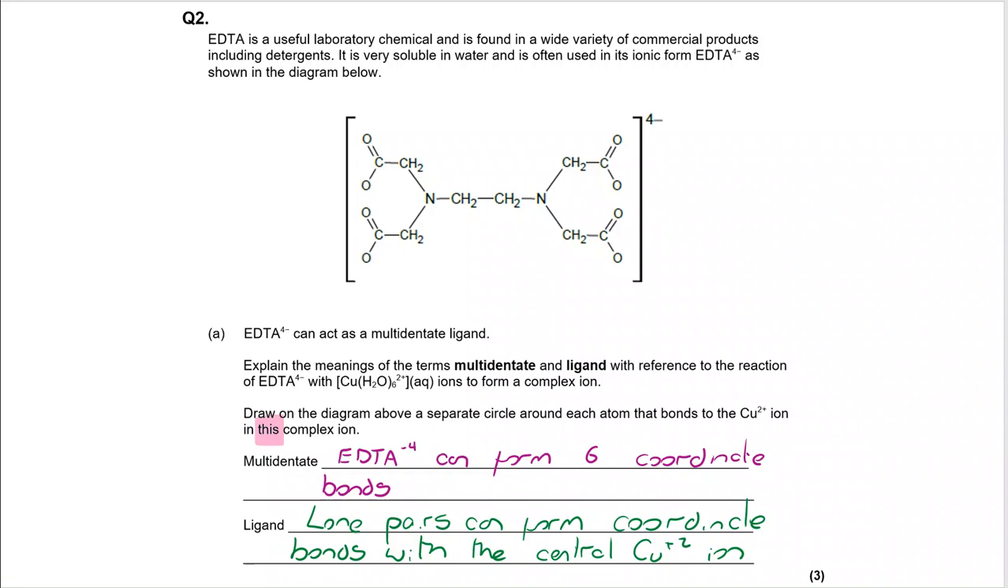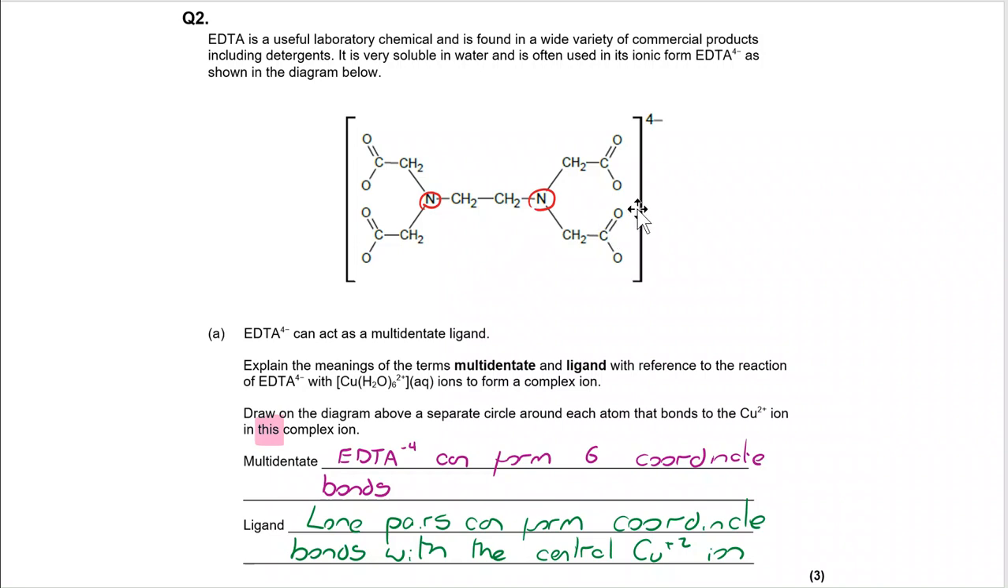Finally, we need to put a circle around each atom that bonds to the copper-2. What we're looking for here is species that are going to have lone pairs. Now, the two that stand out immediately are probably the Ns, because we know that amines have got lone pairs on there. There are mechanisms that we do with that in the amines topic.